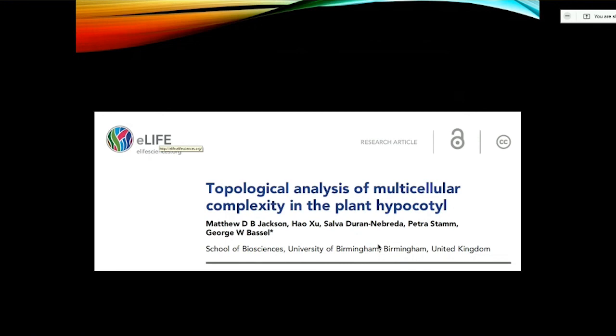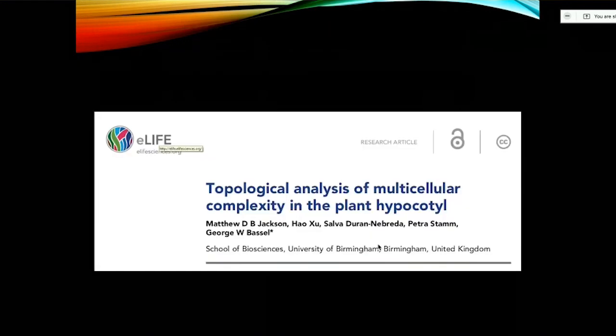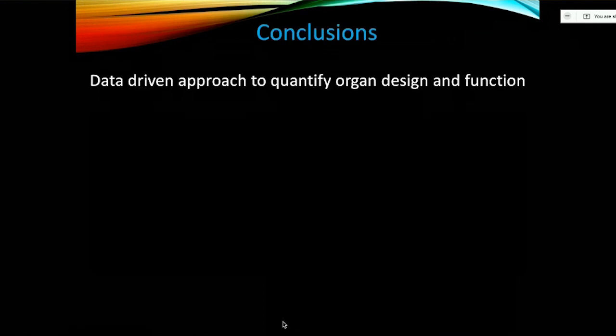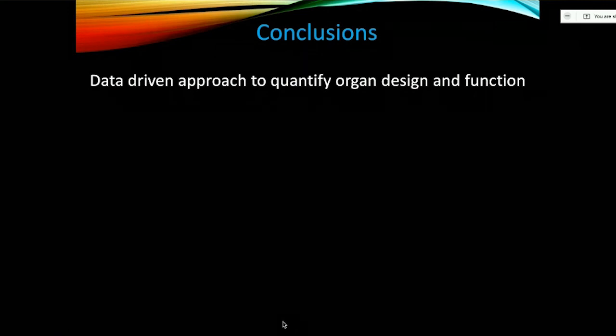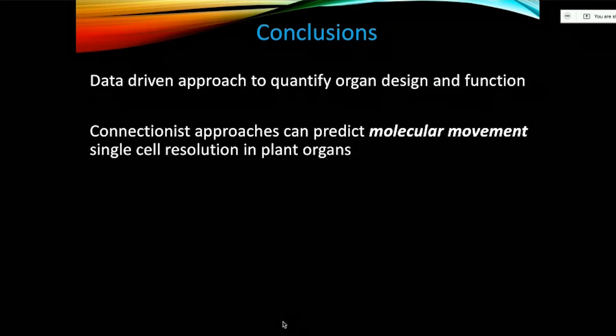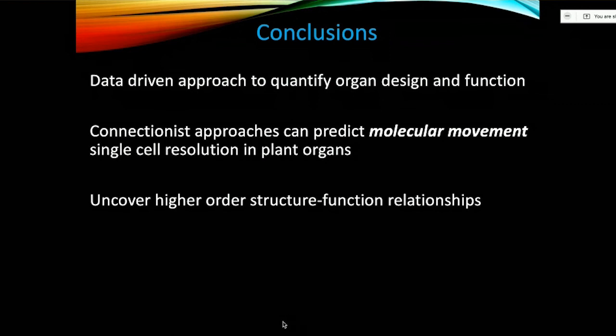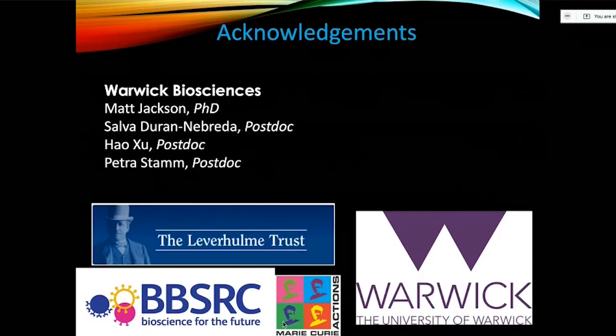So if you'd like to read more about it, this is the paper, which is from 2017, a bit of time back now. And so in conclusion, what we have is a data-driven approach to quantify organ design and function in plants, and this connectionist approach can predict molecular movement at single-cell resolution in plant organs, and it has the potential to uncover higher-order structure-function relationships in cellular patterning in plants.